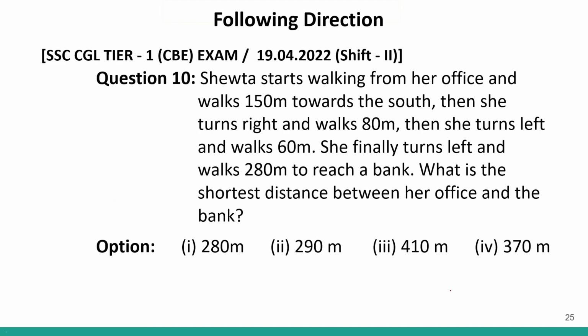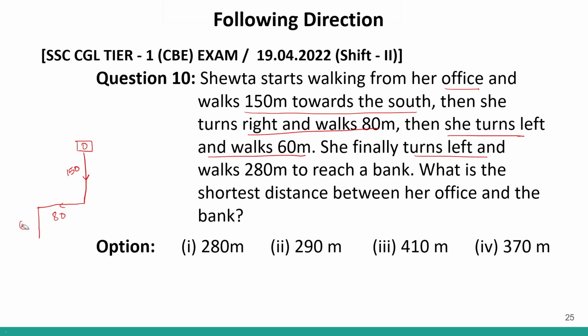Now, question number 10. Shweta starts walking from her office and walks 150 meter towards the south. So let's say this is the office and she goes towards the south 150 meter. Then she turns right and walks 80 meters. So right will be in this direction. Then she turns left and walks 60 meters. So left will be in this direction. Then again she turns left, so left will be in this direction, and walks 280 meters to reach a bank.